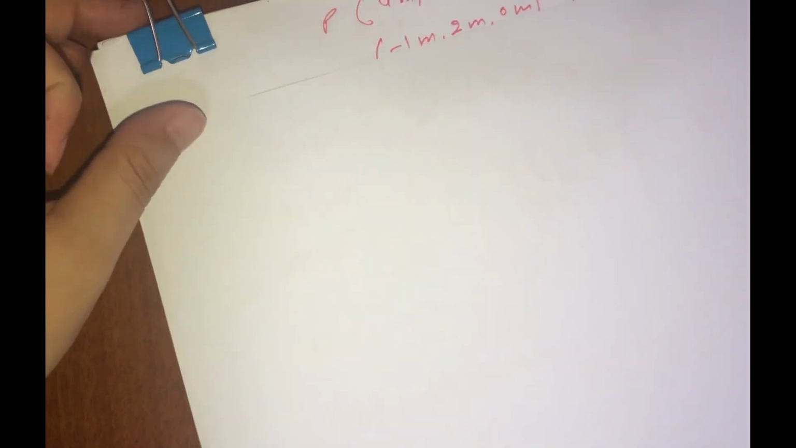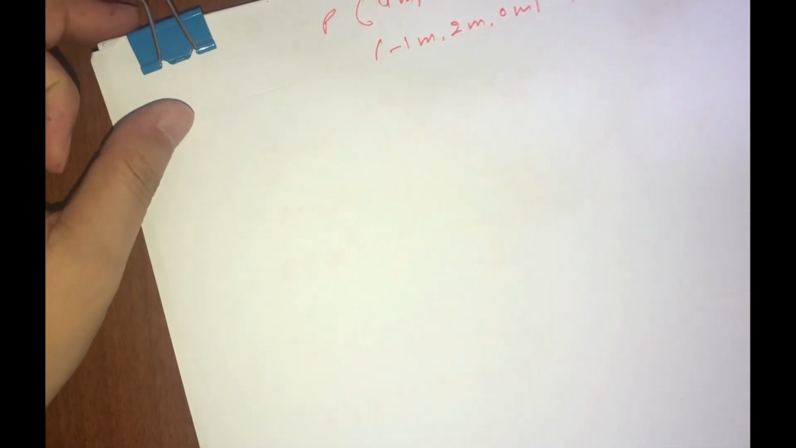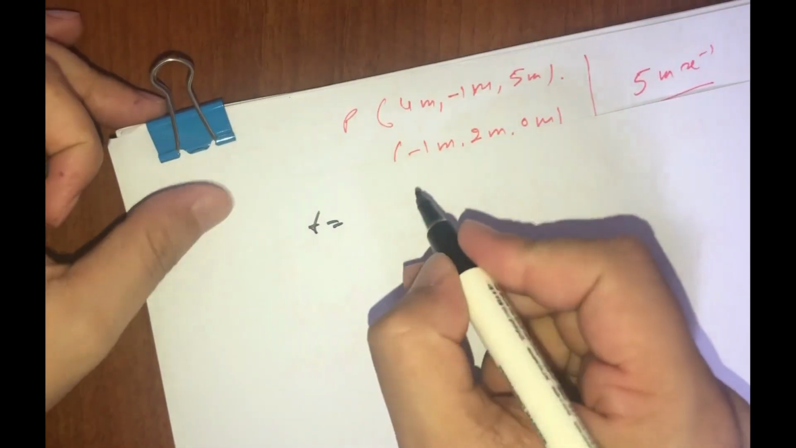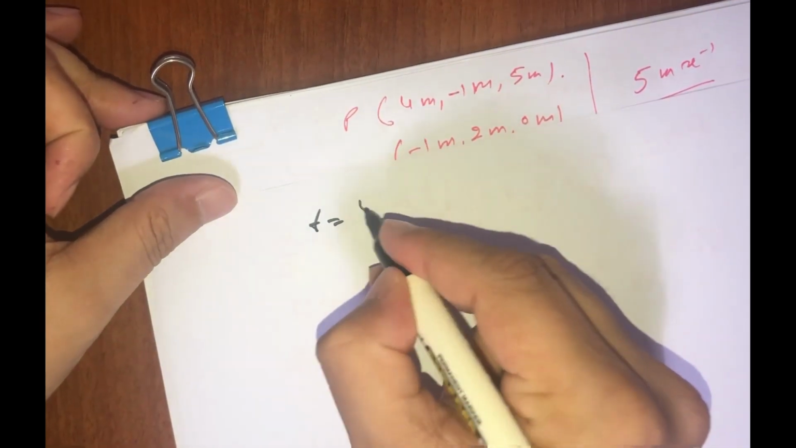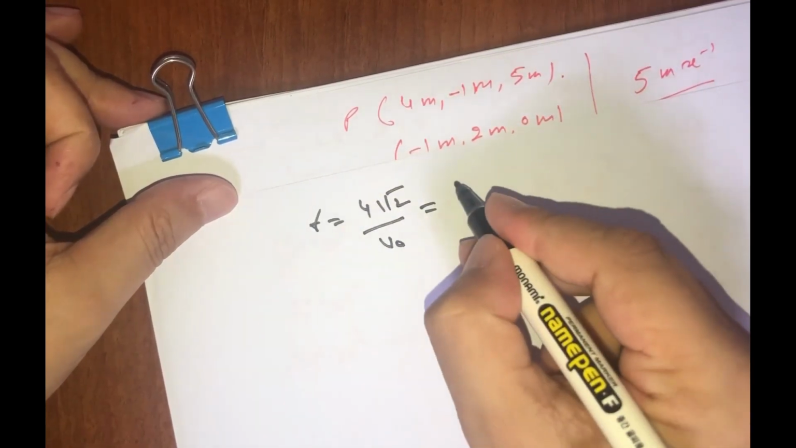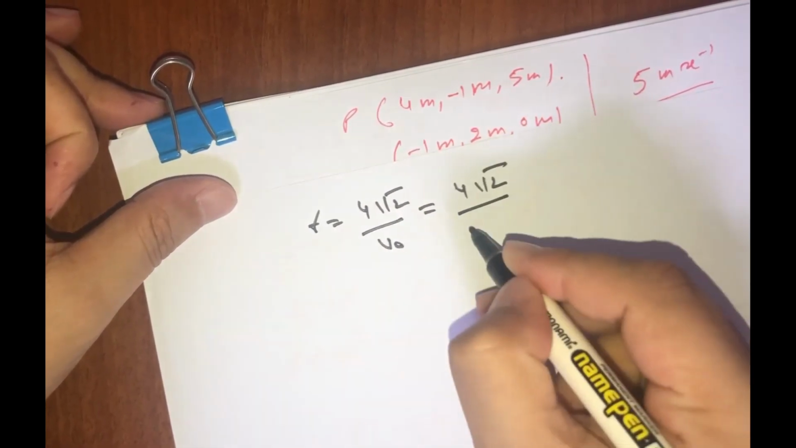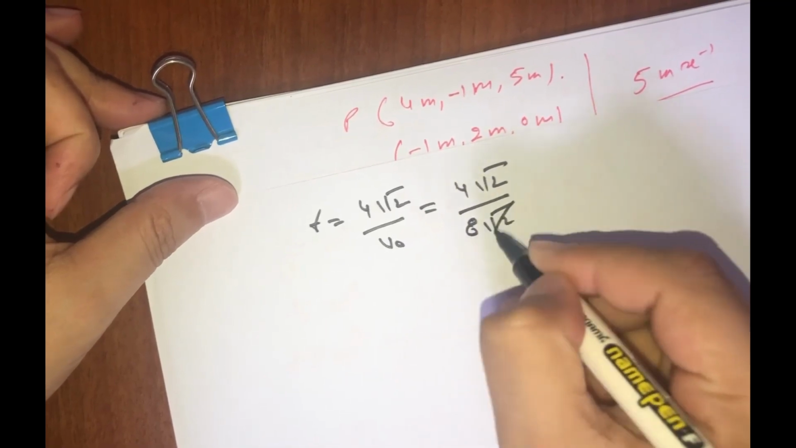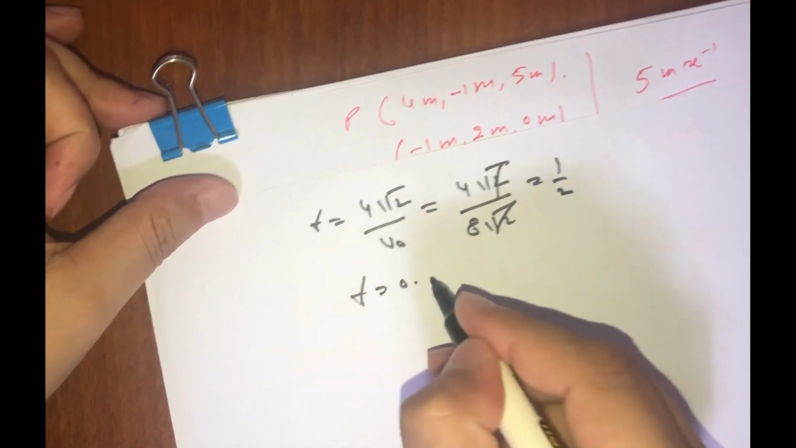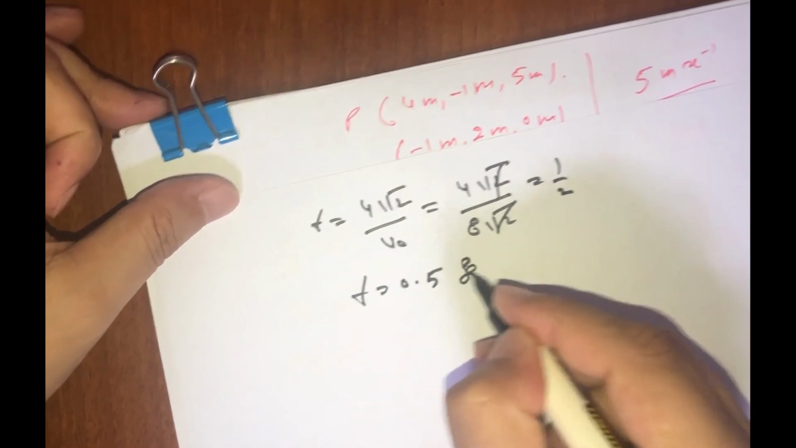So next we are going to find out the time. We already know the relationship between t and V0. So t is equal to 4 root 2 divided by V0. Substituting the value of V0, which was 8 root 2, this will be equal to 1 by 2. So time will be equal to 0.5 seconds.